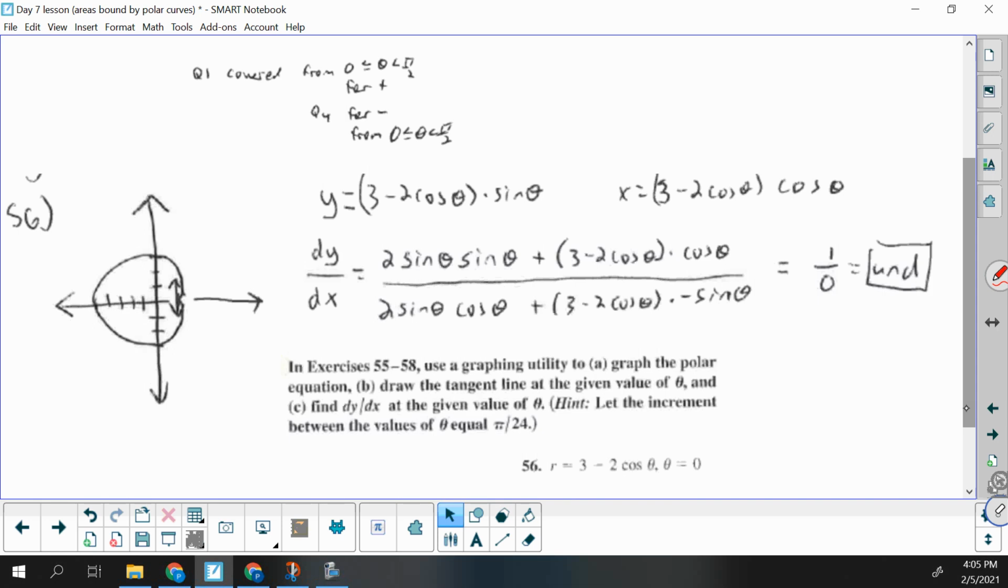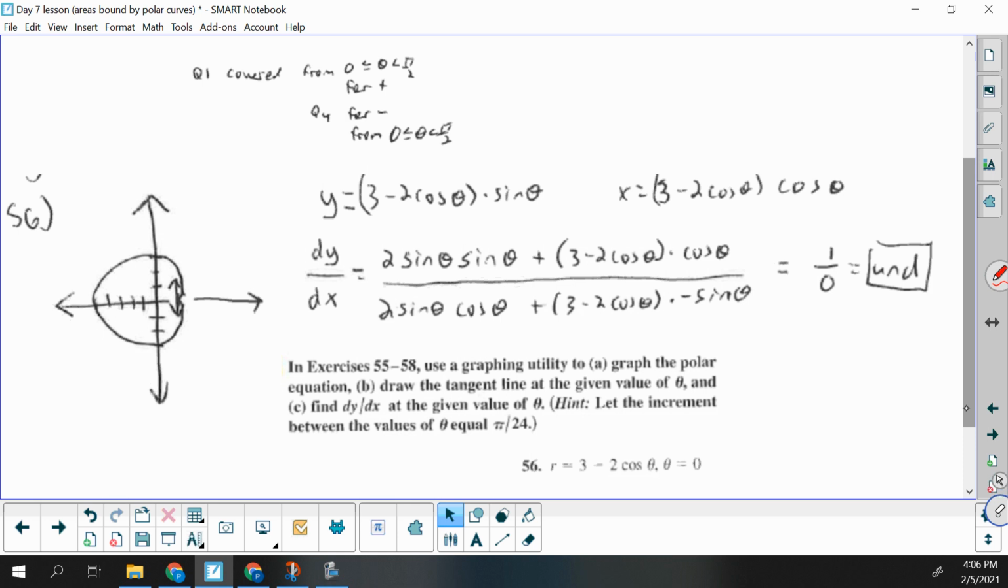So we want to find, well, first off, we got our picture there. We're drawing in our tangent line at theta equals 0. Now we know it's there as opposed to off to the left, because when you put 0 in for theta, cos of 0 is 1, so you get 3 minus 2, which is 1. If you had gotten, say, a negative radius, then it would be over on the left when theta is 0.